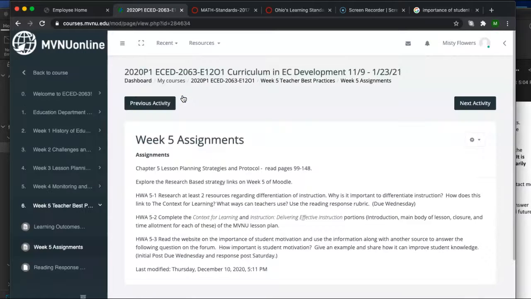Assignments this week. Chapter 5 in our text, which begins on page 99, lesson planning strategies and protocols. This chapter is designed for teachers who plan lessons and activities involved in both interdisciplinary and multidisciplinary studies. The discussions of lesson planning processes, protocols, and examples can also be useful for teachers who use other approaches to education at the elementary and middle school levels.